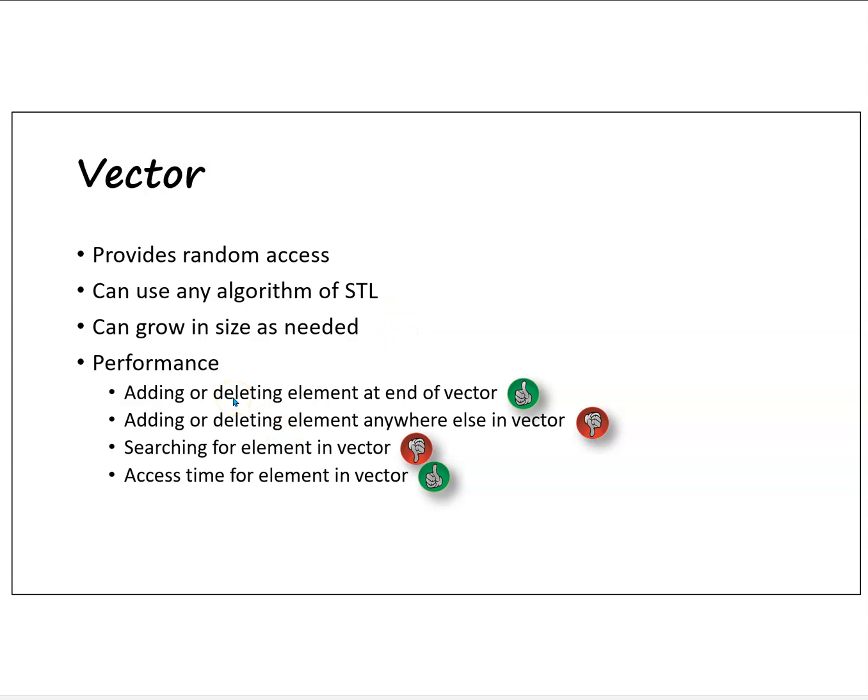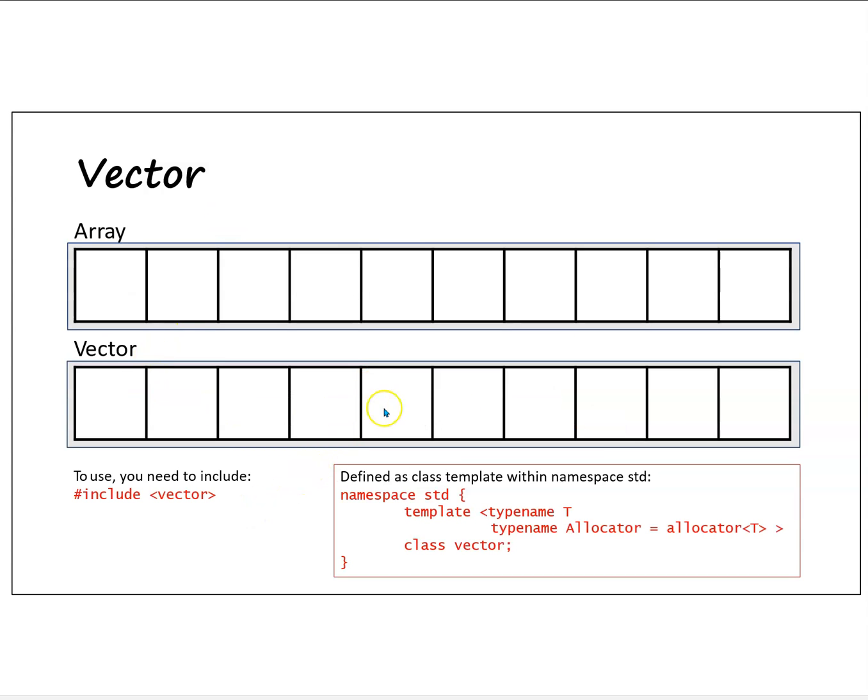Now, here are the pros and cons. Adding or deleting elements at the end of the vector is pretty fast. Adding or deleting anywhere else, fairly slow. Searching for elements in a vector is also pretty slow. Access time for elements of the vector is very fast because we're accessing directly. So an array and a vector look very much alike, although we have to include vector.